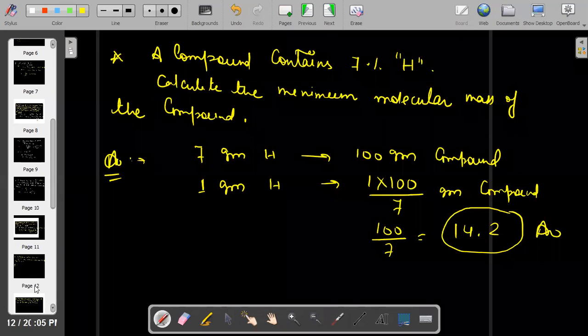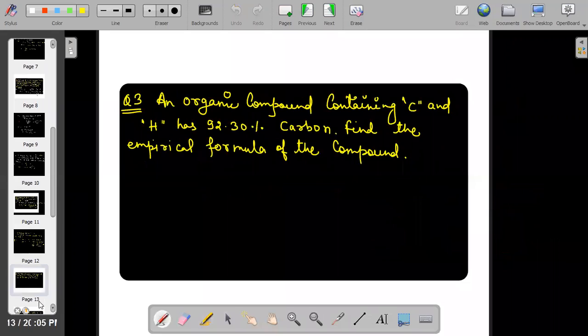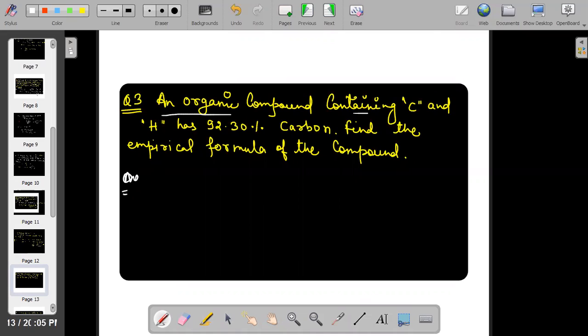Now let's move to the next variety of question. Read the question carefully, and if you know, solve it. An organic compound containing carbon and hydrogen has 92.3% carbon. Find the empirical formula of the compound. Now this is a good question. Now try to solve it.